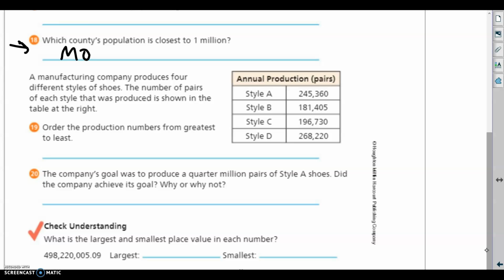All right, a manufacturing company produces 4 different types of shoes. The numbers of pairs of each style that was produced is shown in the table at right. Order them from greatest to least. So how am I trying to trick us here? Greatest to least. Okay, so look over there. Right now, I want you to write the letter down of the one that you think is the biggest.